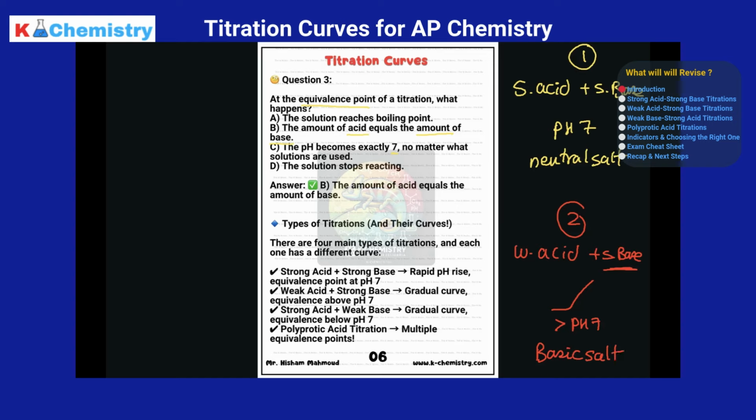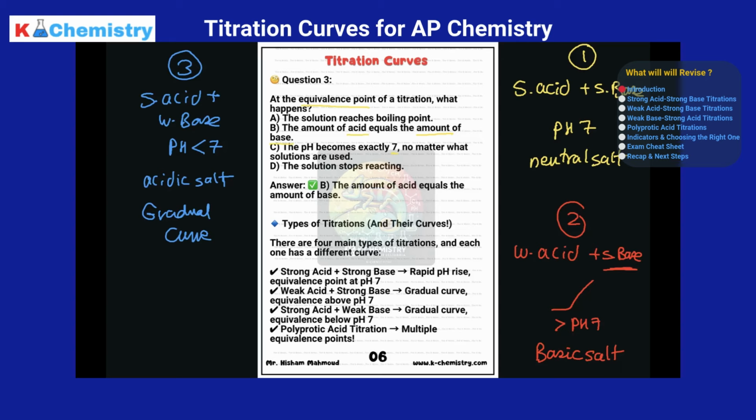And then the third type is a strong acid plus a weak base. This means that the salt is going to be an acidic salt. So this time the pH at the titration equivalence point is less than 7, and this is also a gradual curve. Next, we will look at the titration of polyprotic acids, where there are multiple equivalence points.